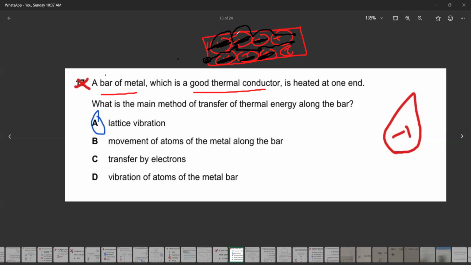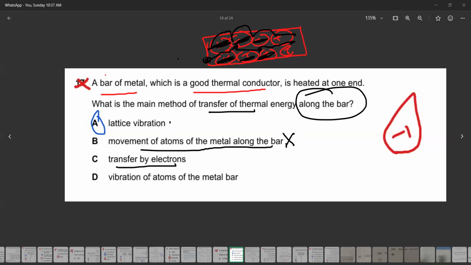What is the main method of transfer of thermal energy along the bar? A, lattice vibration, movement of atoms. Atoms do not move in a bar magnet. Transfer by electrons, vibration of atoms of the metal bar. These two are both there, but the main thing that happens is that electrons actually move from one place to another and they carry the energy.